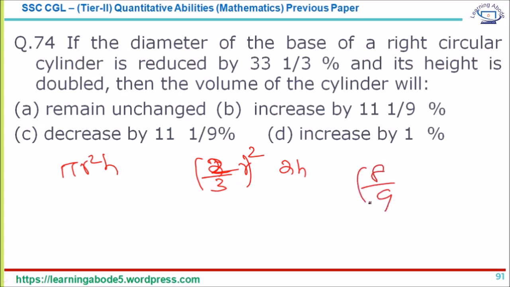Now if it is 8 by 9, what is the reduction? You can write 1 minus 1 by 9. So the reduction is 1 by 9. Now 1 by 9, you know, it is 11.11%. That's a decrease of 11.11%. That's answer option C for question number 74.